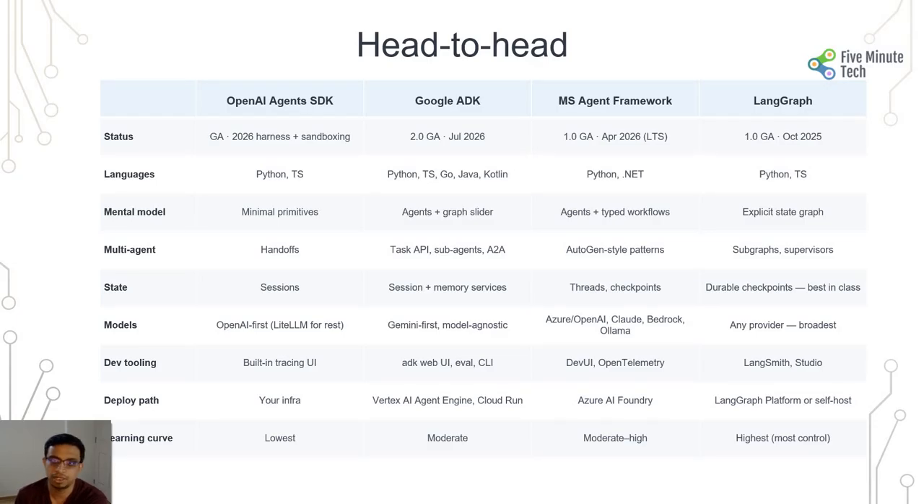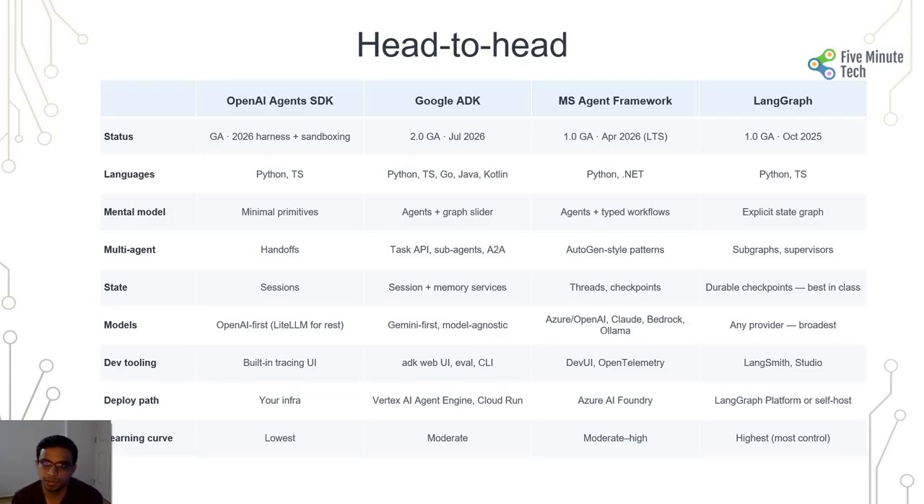The state part for OpenAI agents is session based, whereas for Google it is session plus memory services. MS Agent has threads and checkpoints, and LangGraph has your durable checkpoints, which is best in class in this set of comparison. The models, again, OpenAI relies on OpenAI first and LiteLLM for the rest. Gemini is for Google ADK, model agnostic. MS Agent has your Azure OpenAI, Claude, Bedrock, Ollama, and LangGraph has any provider, whichever you want to configure.